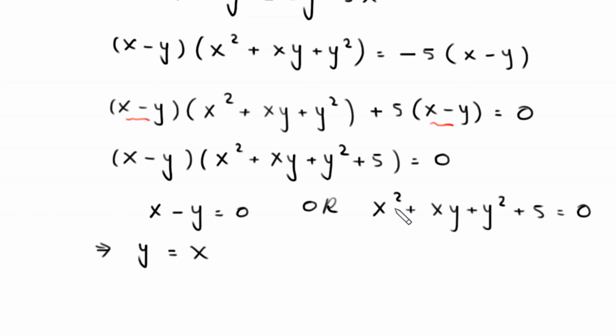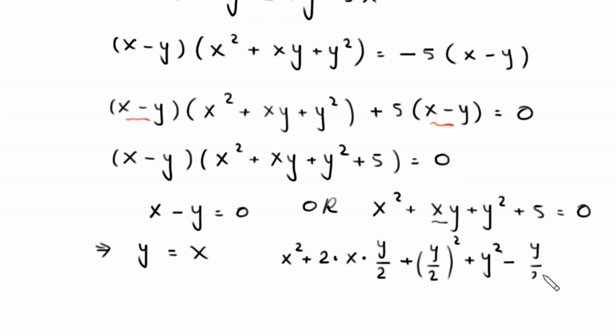For this we make here a perfect square. We write this x squared, and we write this x times y as plus 2 times x times y over 2. To complete the square, we add here y over 2 whole squared plus this y squared. Since we have added here y over 2 whole squared, so from here we subtract y over 2 whole squared plus this 5 equal to 0.